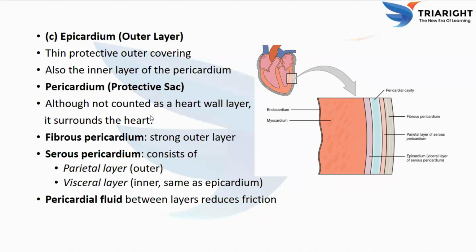It is part of both the heart wall and the pericardium, right? So the pericardium is a protective sac. It is not a part of the heart wall, but it surrounds the heart like a protective bag. It has two main layers. What are they? Fibrous pericardium and serous pericardium.